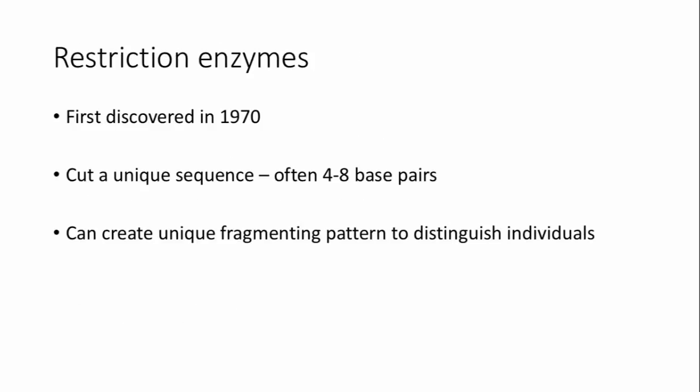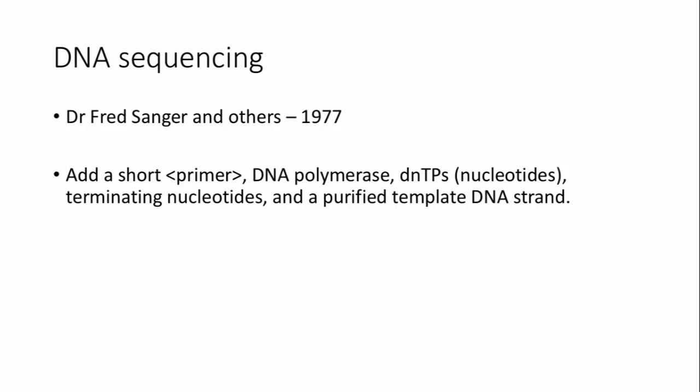The second kind of marker that developed, the next form of empirical data in population genetics, are restriction enzymes. These are proteins that can cut DNA at a certain recognition sequence. It's usually 4 to 8 base pairs, and they just cut this sequence. And this creates a unique fragmenting pattern that can distinguish individuals if they differ in where they have these 4 to 8 base pair sequences.